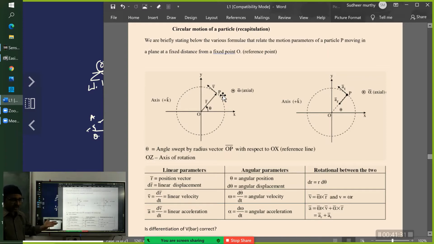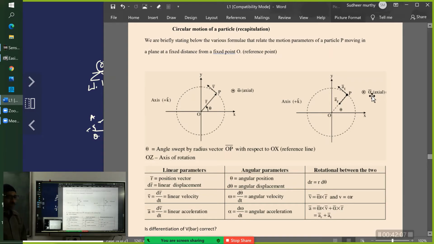then alpha is 0. Alpha is what? d omega by dt. So if there is d omega by dt, you will have alpha bar. You can see here alpha bar and omega bar are both coming out of the board. What does that mean? Alpha bar is a vector perpendicular to the plane and coming out of the board. The angular velocity is increasing.